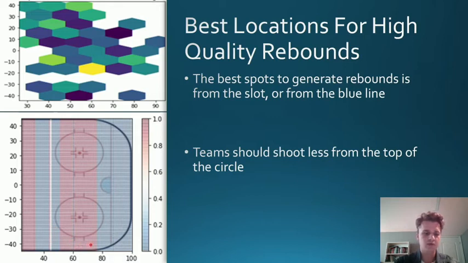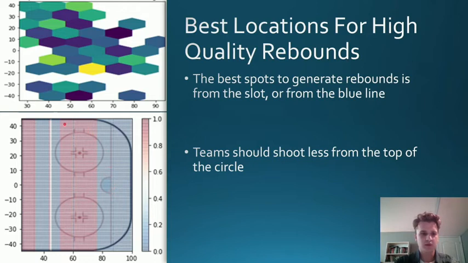A little bit of what surprised me was this area down here close to the net. But when you think about it, it just means that shots close to the net aren't generating the high quality rebounds. This isn't saying that shooting from close to the net is bad. Teams should still shoot from close to the net as much as they can, based on the expected goals chart that we saw earlier.